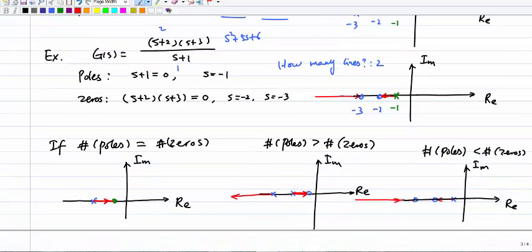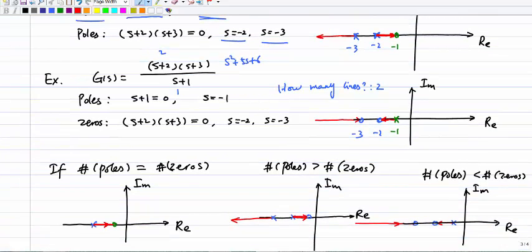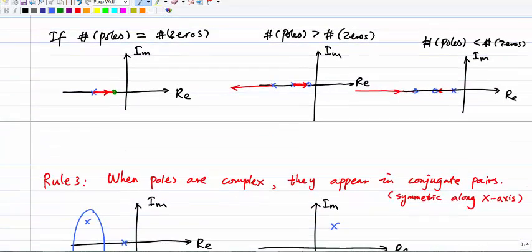Generally speaking, I can summarize what I mentioned before, the three examples. If the number of poles and number of zeros are equal, you just have pole to zeros. If you have more poles than zeros, you have pole to zeros, and you also have poles going to infinity. If you have fewer poles and more zeros, you have pole to zero, and also infinity to zeros. So those are the three different cases. This is rule number 2.